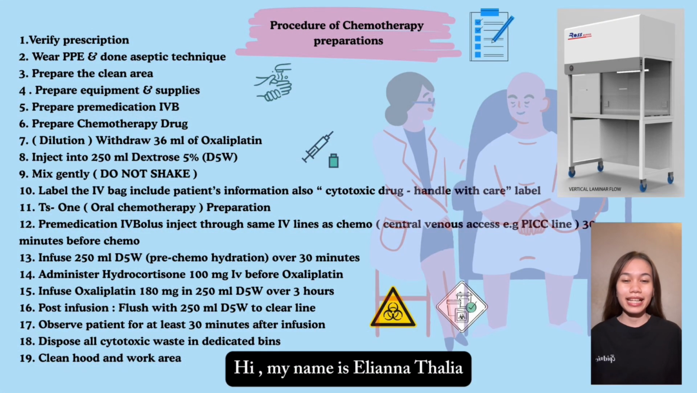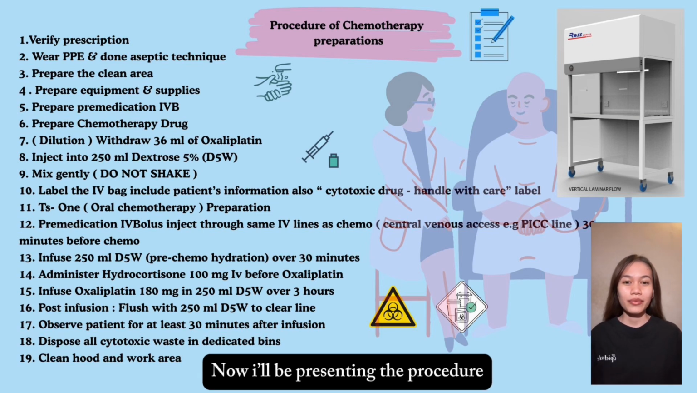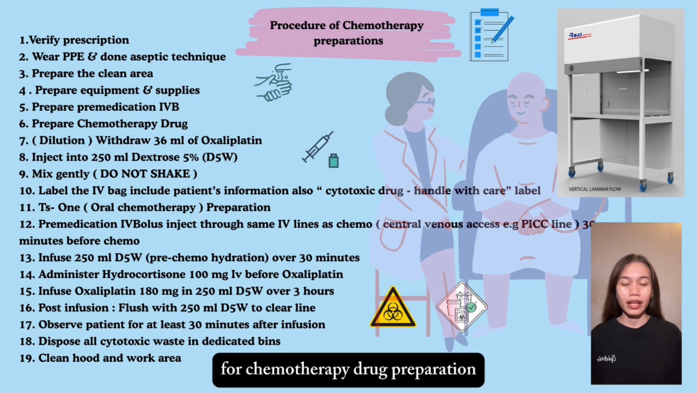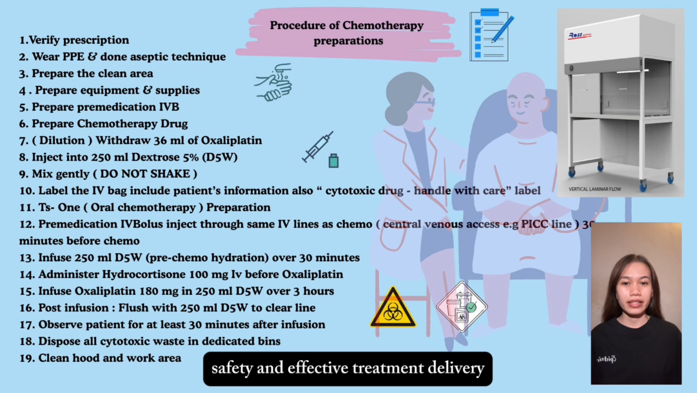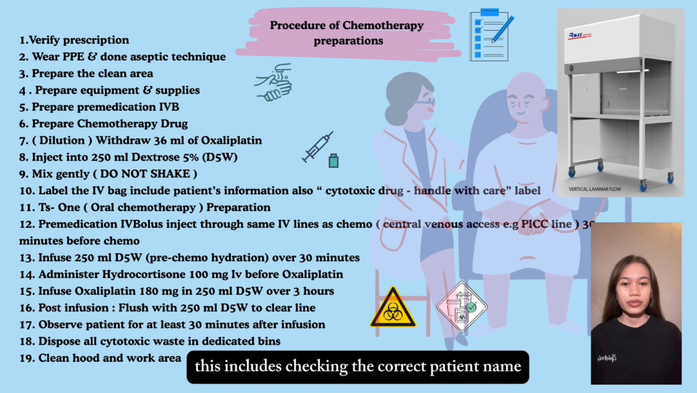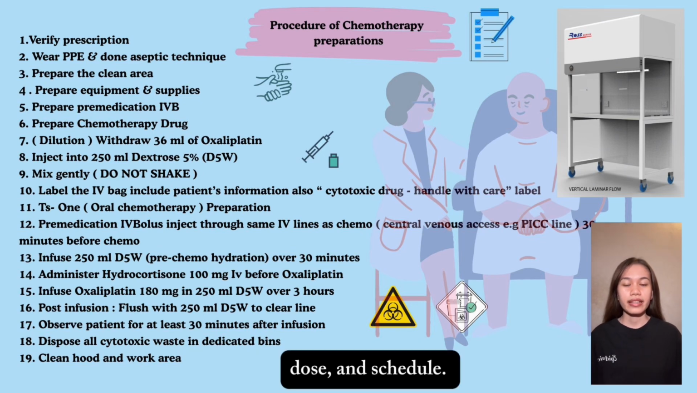Hi, my name is Ella Natalia and my metric number is 2029. Now, I will be presenting the procedure for chemotherapy drug preparation, which is a critical process to ensure both patient safety and effective treatment delivery. We begin by verifying the prescription. This includes checking the correct patient name, age, pre-medication drug, and chemotherapy drug, dose and schedule.